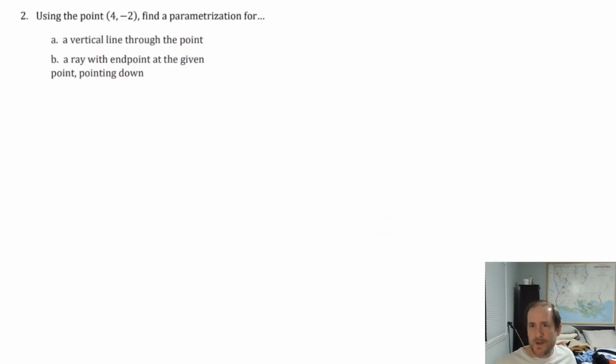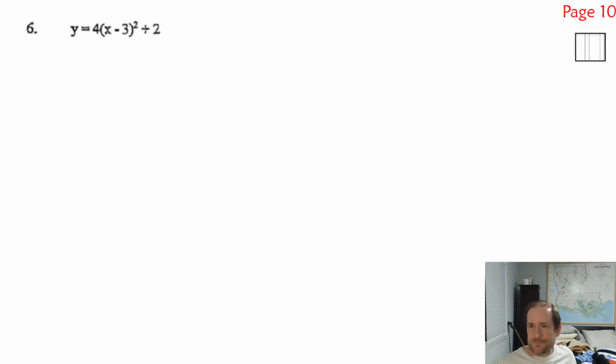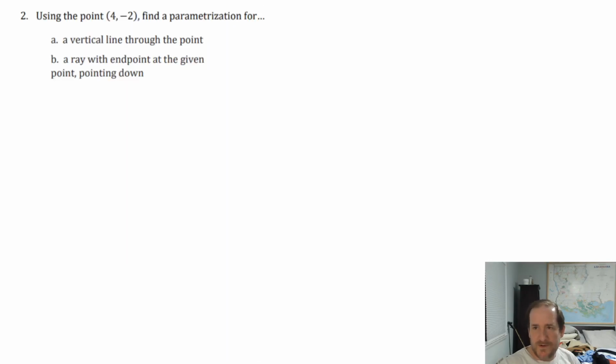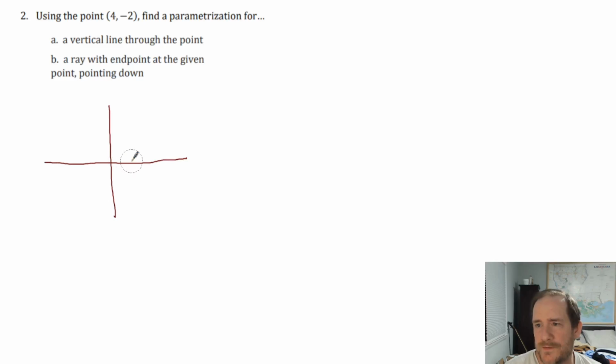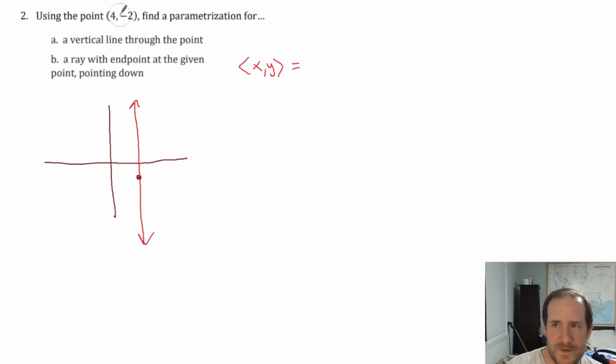Okay, moving on. So number two. Number two said, using this point, find a parameterization for a vertical line through that point. So they're giving us the point 4, -2. There it is. And they want us to model a vertical line. So as long as you understood what I said, this is kind of a piece of cake. I'm still trying to parameterize a line, so I would still start by writing a vector equation. And the only point they gave me is 4, -2, so I guess that's going to be my initial point.